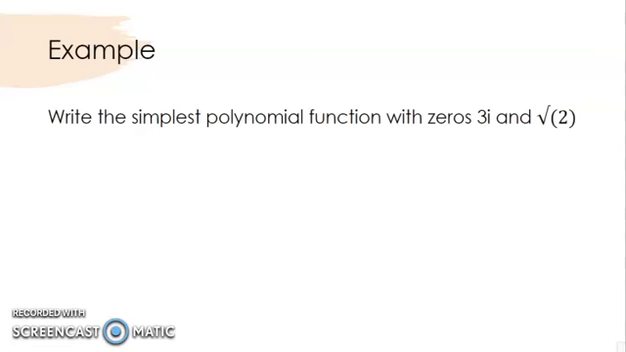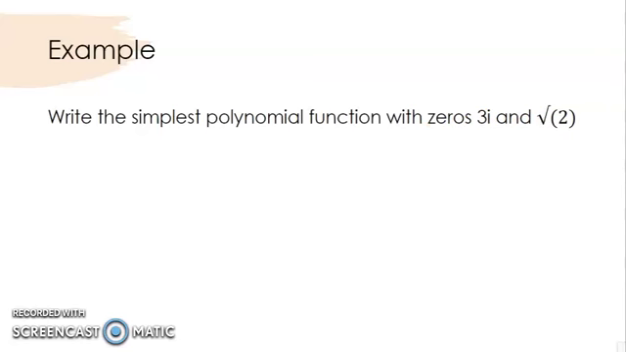Okay, the first example is this one. It says, write the simplest polynomial function with zeros 3i and square root 2. Now, notice they've only given two roots here, but one of them is imaginary. So I can apply that complex conjugate roots theorem. The other one is irrational, so I can apply the irrational roots theorem. So even though they've only written two zeros, I actually know four zeros. You have 3i and negative 3i. You have the square root of 2 and negative square root of 2.